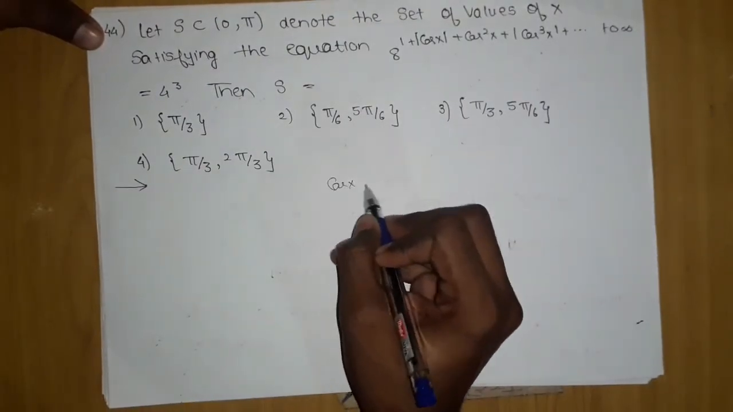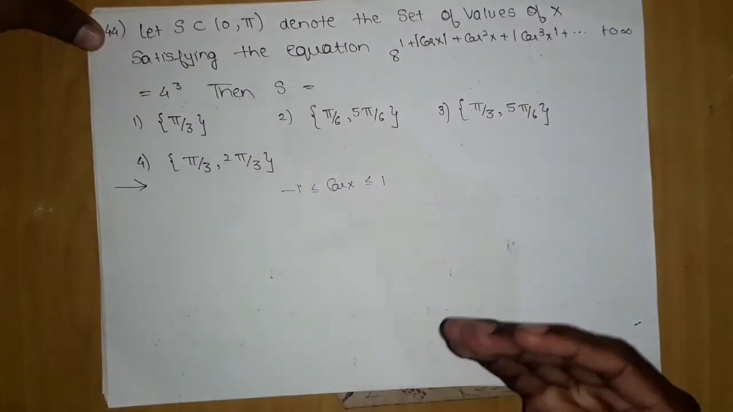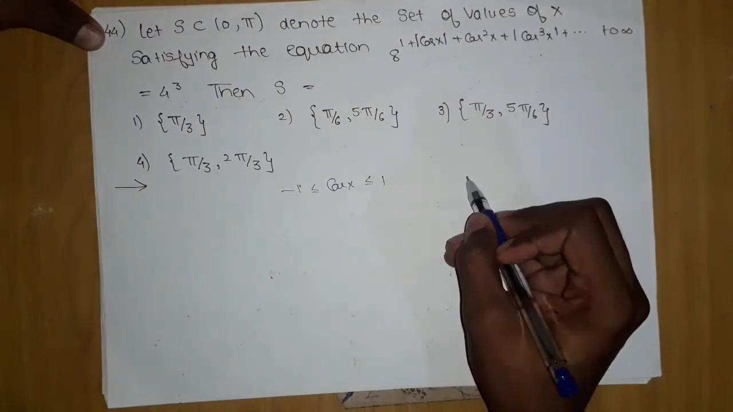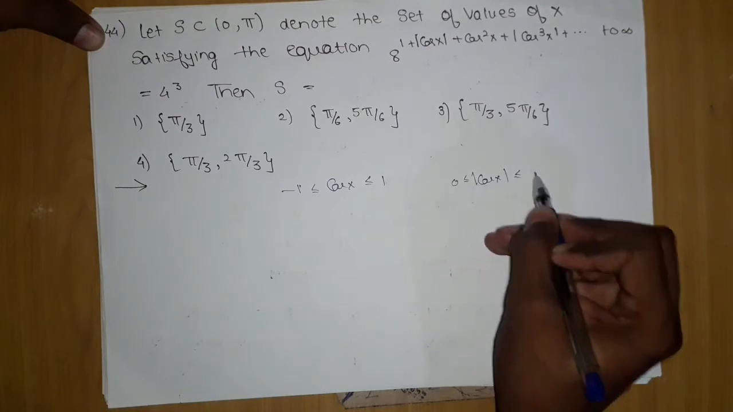Now we know the cos x range, it is from 1 to minus 1. But when we apply mod, the function graph shifts upward, above the positive x-axis, due to which mod cos x is nothing but from 0 to 1.